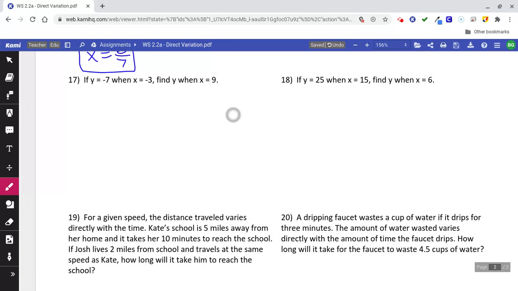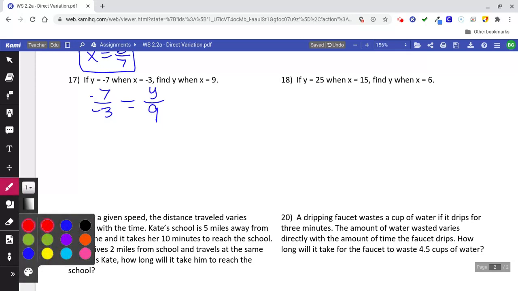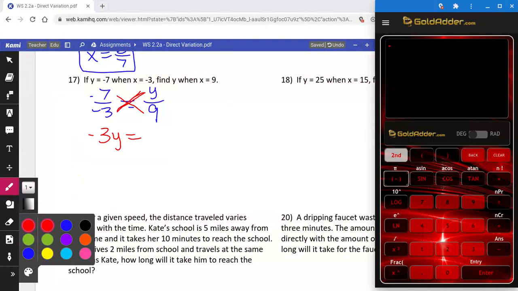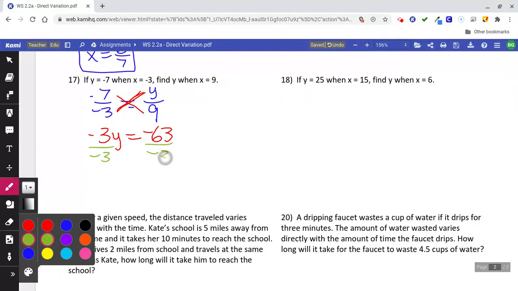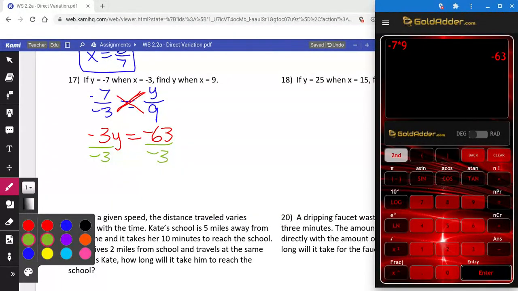Number 17. Same thing. Direct variation, so y over x equals y over x. Notice this time the y is the unknown, and that's okay. Just make sure you keep doing y over x equals y over x. When I cross multiply, I like to do the one with the variable first. Doesn't really matter. But negative 3 times y is negative 3y. And negative 7 times 9. Do you need a calculator for that? It's negative 63. To ISO this variable, we're going to divide by negative 3. So divide by negative 3. Y equals 21.